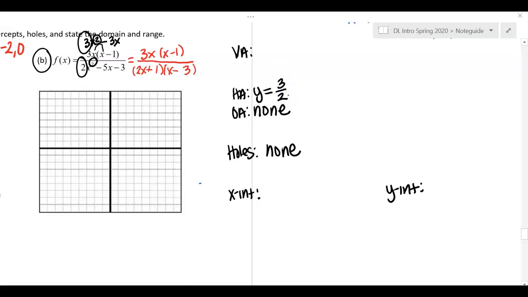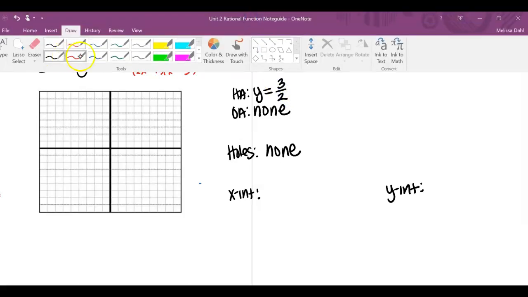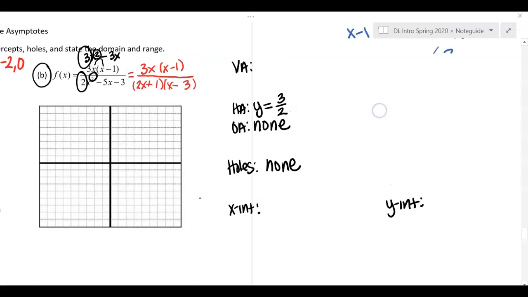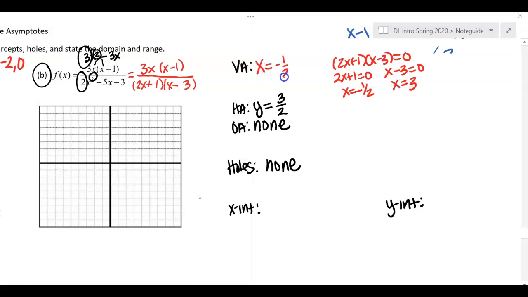Okay. For my vertical asymptotes, I'm going to set the denominator equal to 0. So I'm already going to use it in its factored form. So when those 2 factors are set equal to 0, with one of them, if I solved it, I'd subtract 1 and divide by 2. I'd get negative 1/2. Then I'd get 3. So I have 2 vertical asymptotes, one at negative 1/2 and one at 3.